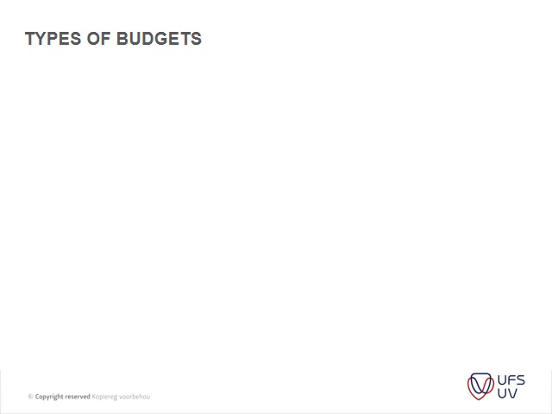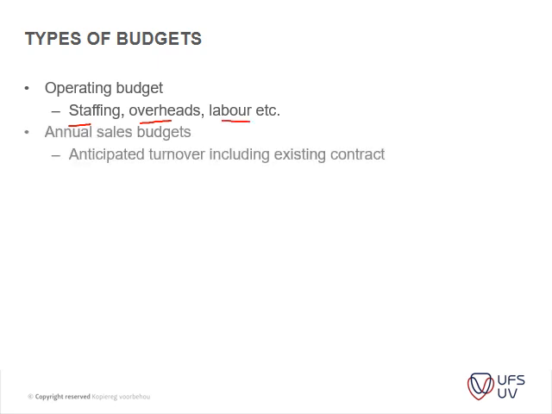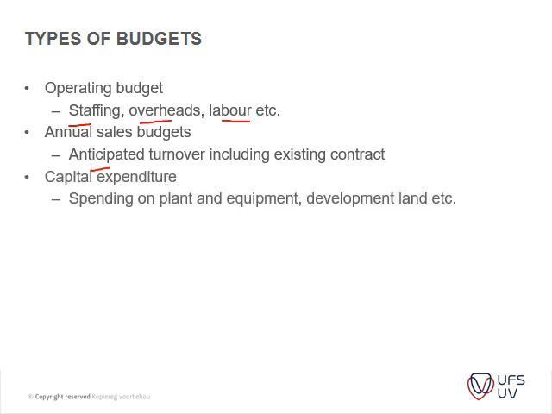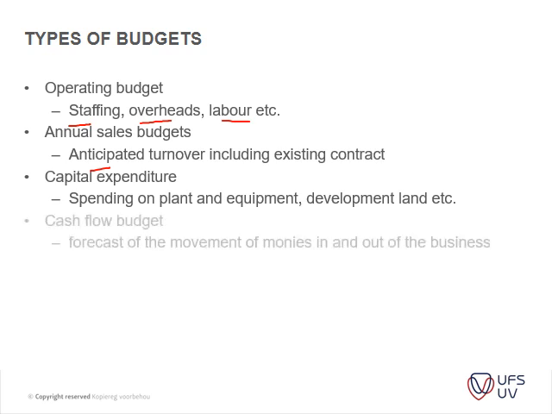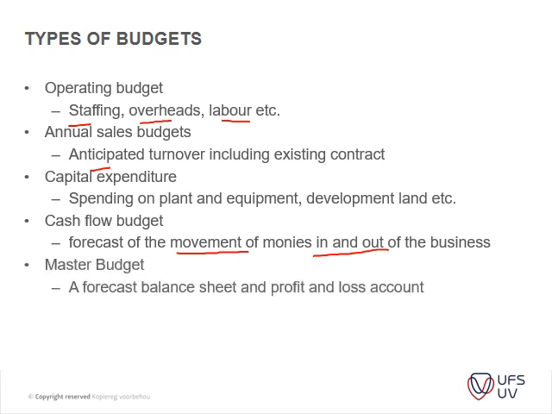And then your types of budgets. Operating budgets, just your staffing, overheads, labor. We've dealt with that extensively. Annual sales budget is your anticipated turnover, including existing contracts and so forth. Your capital expenditure, spending on plant, equipment, development of land, etc. Then your cash flow budget is your forecast for the movement of monies in and out of the business. Okay, your master budget is the forecast balance sheet and profit and loss account.